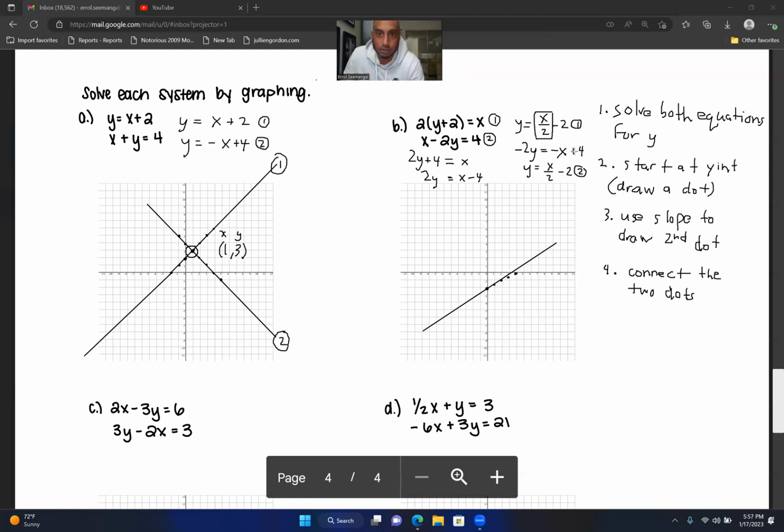Number two, where's the first dot on number two? No, you're looking at this right here: negative 2 again. This and this were just intermediary steps for the first one, just to solve for number one. All right, so on number two, we're starting at 0, negative 2 again. There's your 0, negative 2. Where's the second dot?